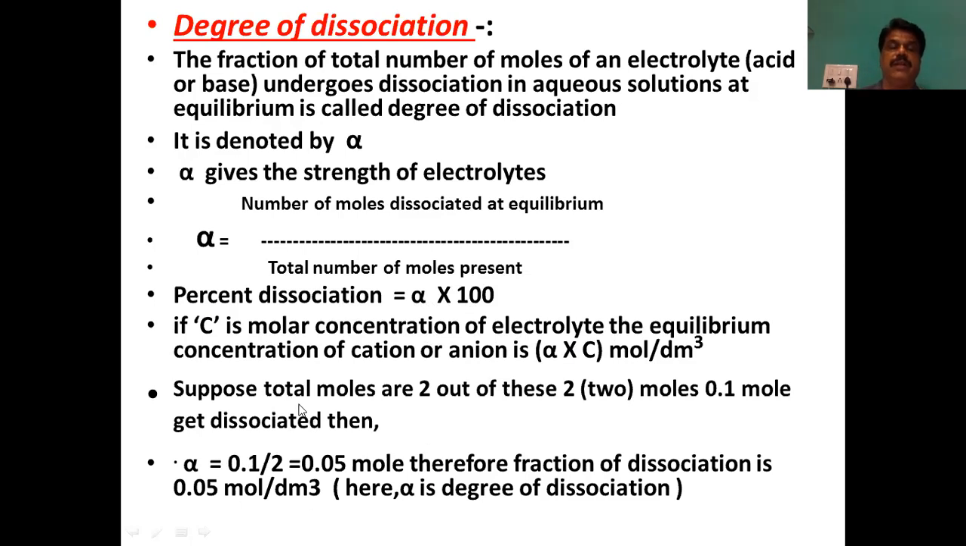Suppose here total moles are 2. Out of these 2 moles, 0.1 mole gets dissociated. Then what is the degree of dissociation? According to this formula, the total number of moles is 2, and the number of moles dissociated is 0.1. Therefore, alpha is equal to 0.1 upon 2, that is equal to 0.05. So the degree of dissociation alpha is equal to 0.05. A one-mark question like this can come in MCQ, NEET, and CET.